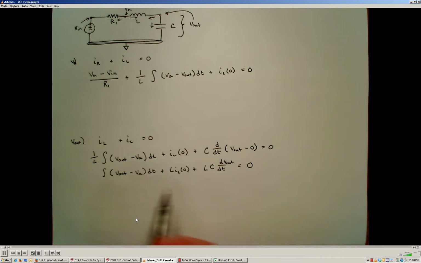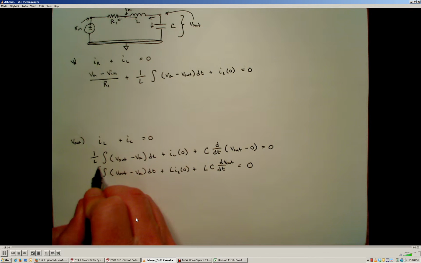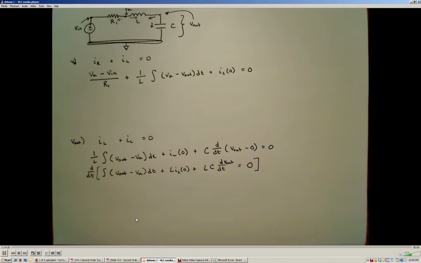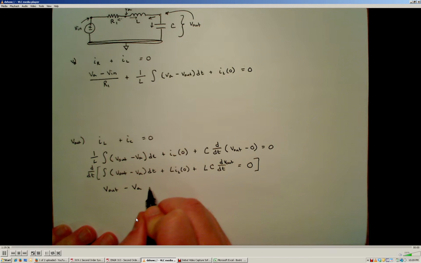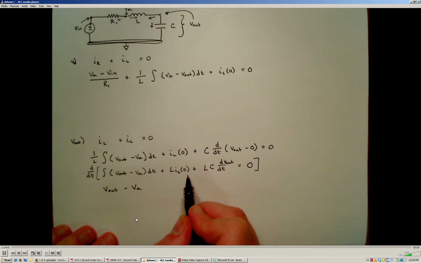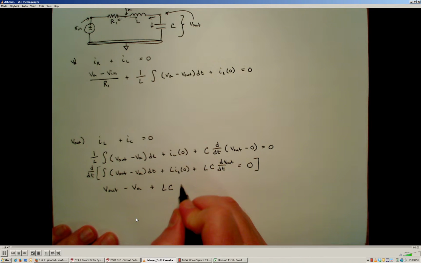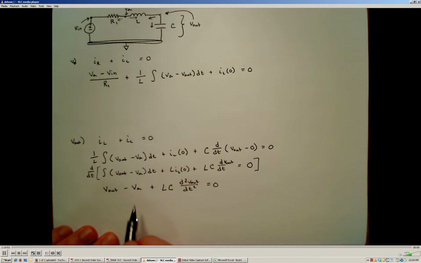Okay, the next thing I'm going to do to get rid of my integral term is take the derivative of my entire equation, the right-hand side and the left-hand side. Of course, the derivative of 0 is still 0. So that gives me Vout minus VA. The initial current term is just a constant, so it goes to 0 when I take the derivative. And I will have my constant LC multiplied by the second derivative of the output voltage with respect to time. From this I can solve directly for VA, and the voltage at node A will be given by this second-order equation.